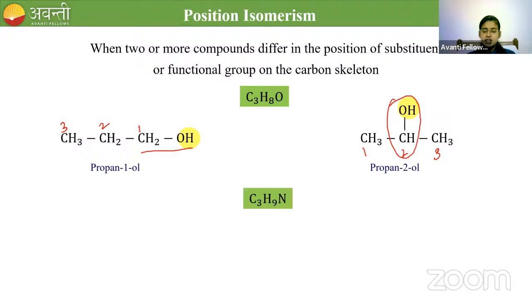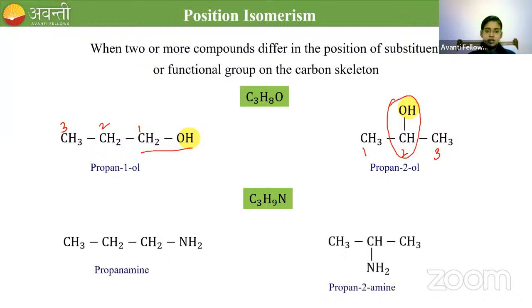One more example. C3H9N. Propan-1-amine, propan-2-amine. Here NH2 is the amino part. NH2 is attached to carbon number 1 here and to carbon number 2 there. So propan-1-amine, propan-2-amine. Position of the functional group differs. Clear? Is it clear to all of you? Can you differentiate between chain isomerism and positional isomerism? Or do you have any doubt? If it is clear, please give me your response in the chat box.